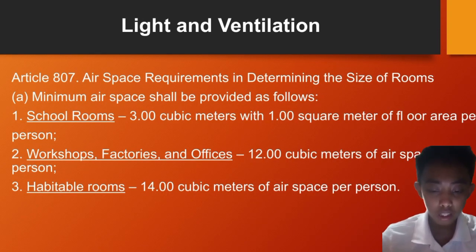Article 807, airspace requirements in determining the size of rooms. 1. School rooms, 3 cubic meters with 1 square meter of floor area per person. 2. Workshop, factory and office, 12 cubic meters of airspace per person. 3. Habitable rooms, 14 cubic meters of airspace per person.